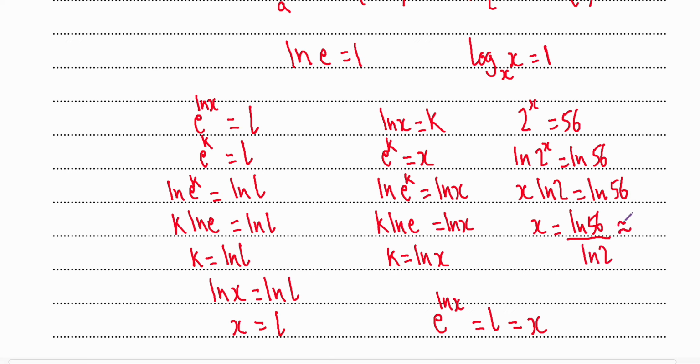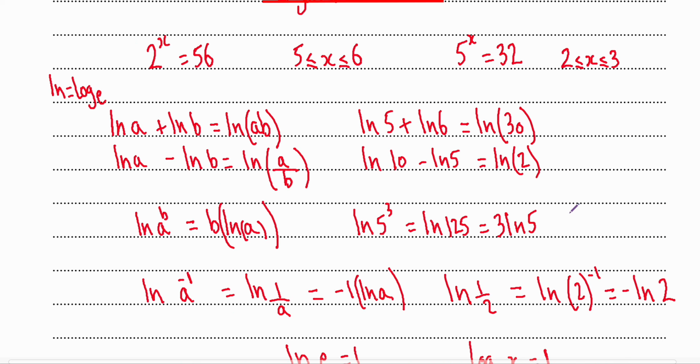And this is approximately equal to 5.81. So, of course, my guess was correct. It's between 5 and 6. And it makes sense that it's closer to 6 than 5, right? Because 56 is closer to 64 than it is to 32.